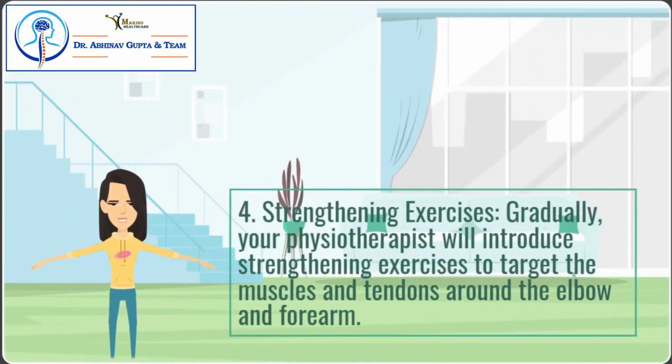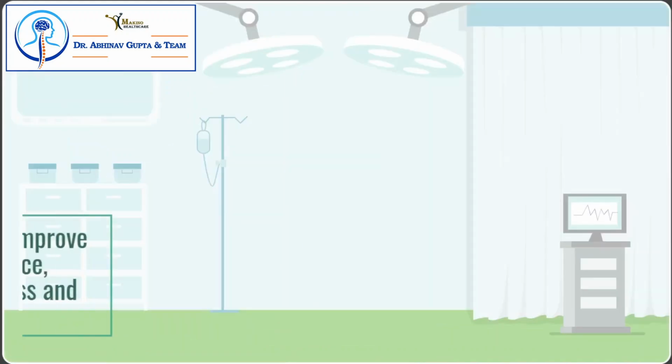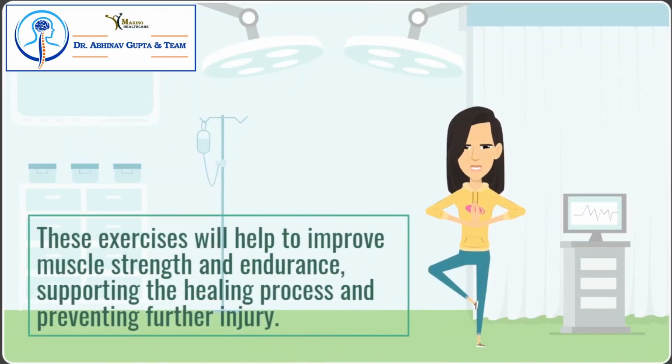4. Strengthening exercises. Gradually, your physiotherapist will introduce strengthening exercises to target the muscles and tendons around the elbow and forearm. These exercises will help to improve muscle strength and endurance, supporting the healing process and preventing further injury.